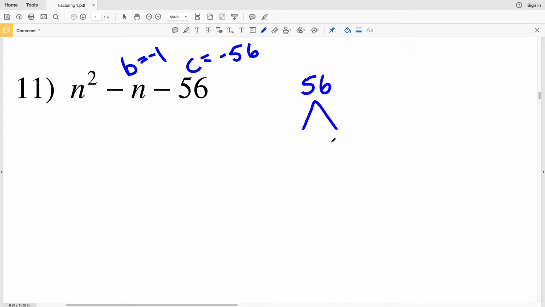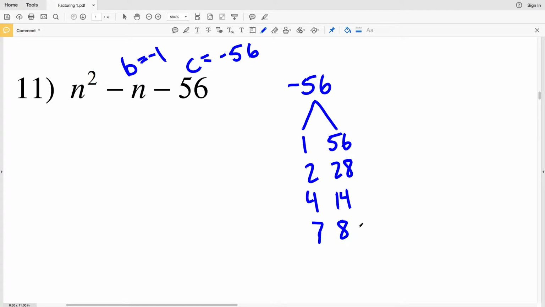So the factors of 56, we have 1 and 56. And remember, this is a negative 56, so one of these numbers will be negative and one will be positive. But adding either 56 as negative or 1 as negative, we will not get negative 1. Then we'll move on to 2 and 28, and that combination will also not equal negative 1. Then 4 and 14, that combination will not give us negative 1, but 7 and 8 will.